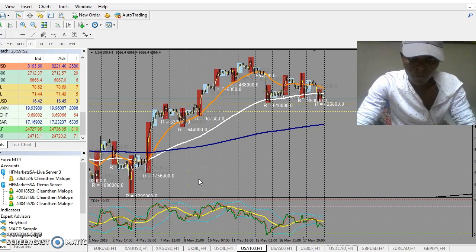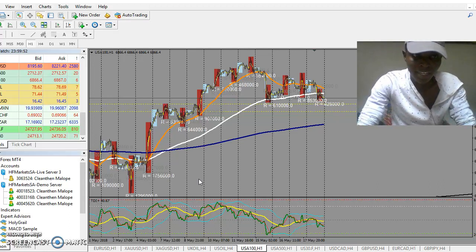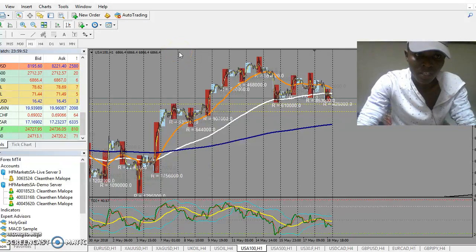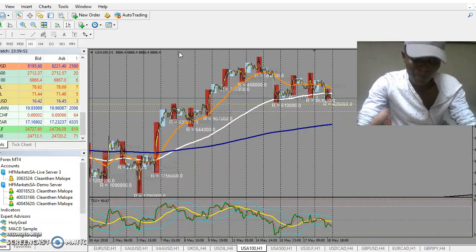So this is my trading platform. I really want to start by explaining to people what this means as a trader. You need to understand that as a trader, you need to have what is called an MT4 platform. This is where you trade and make your money. Without this, there is no trading. Without this, there is no money.